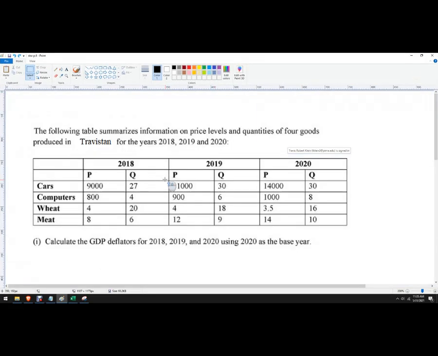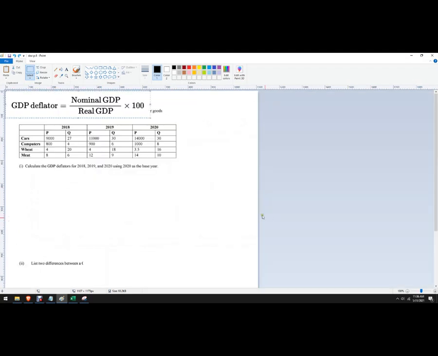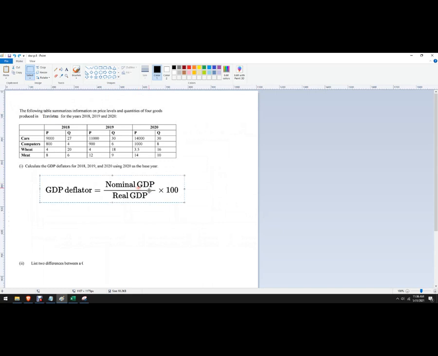In this problem, we're asked to find the GDP deflators, which is just the GDP deflator value for 2018, 2019, and 2020. This is a little different because we're going to use 2020 as our base year, so we're going to go backwards instead of frontwards. To get our GDP deflator, we want to know the formula. The formula is the nominal GDP divided by the real GDP times 100, and that'll give us the GDP deflator.